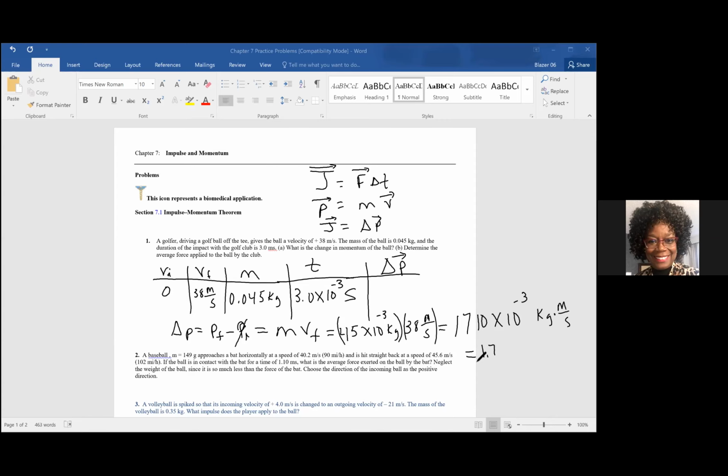And the reason why I'm going to stop there with 1.7 is because in the given, I have 2 sig figs, or no, I'm sorry, 2 sig figs and 2 sig figs. So therefore, I need to just go ahead and write that with 2 sig figs, kilogram meter per second. Okay, let's see what you all have.